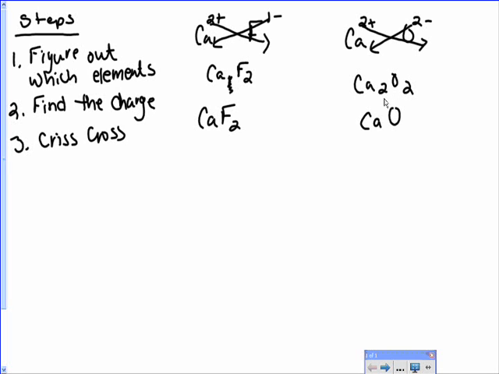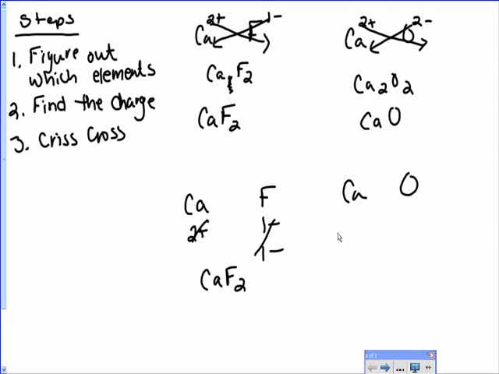Now let's look at these same examples, but using the balanced charges method. Now, calcium and fluorine. Calcium has a 2 plus charge. Fluorine has a 1 minus charge. That means I need another fluorine to balance out this 2 plus charge so that they all cancel now. So then you can write your formula from there, CaF2, knowing that you need 2 fluorine. Okay? So let's look at calcium oxide.